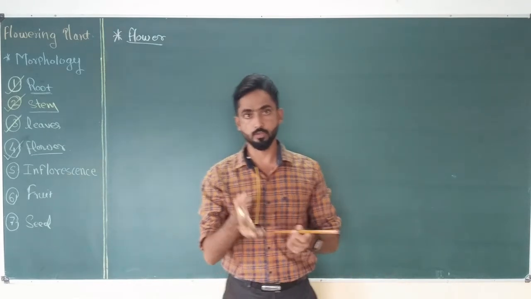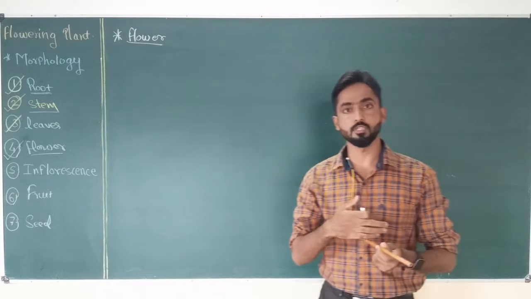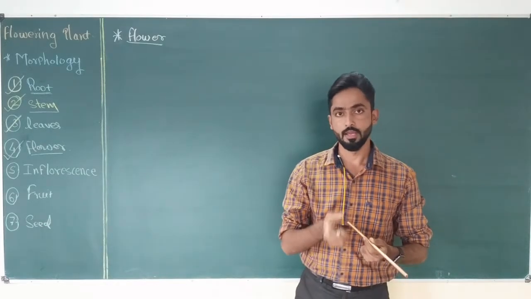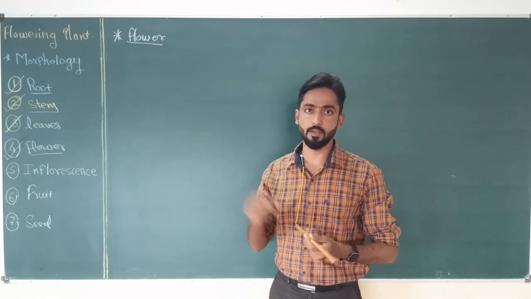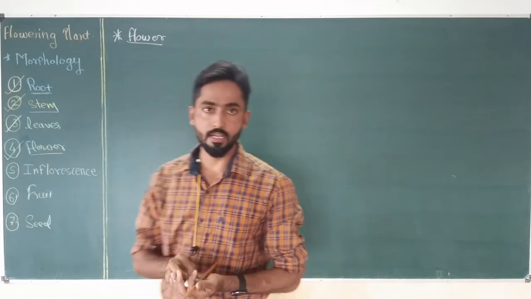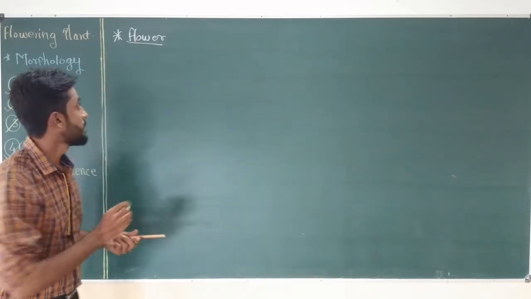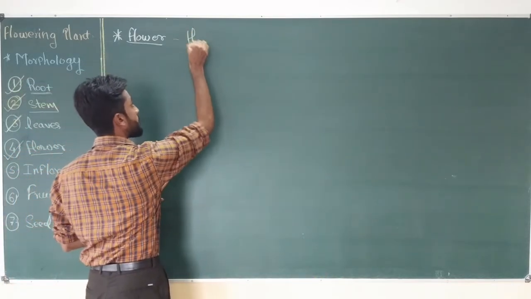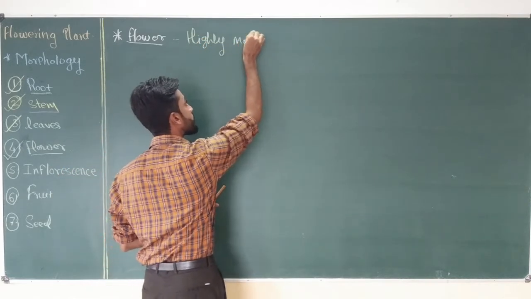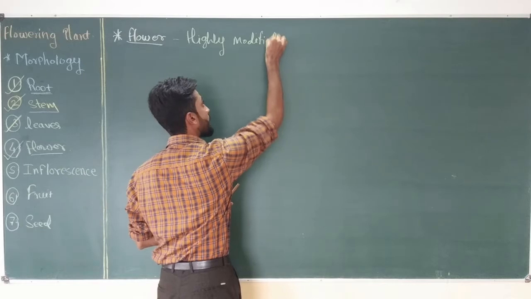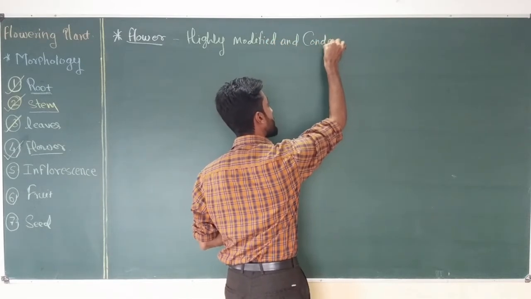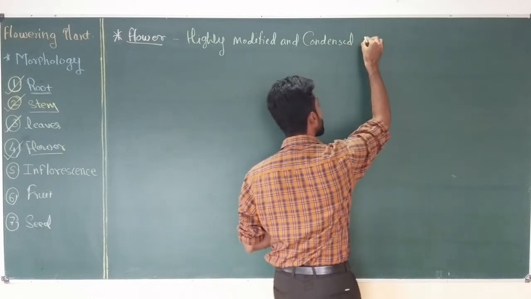We know that kingdom Plantae has 5 different divisions: algae, bryophyta, pteridophyte, gymnosperm, and angiosperm, out of which only angiospermic plants have the ability to produce flowers. We can define a flower as a highly modified and condensed shoot.